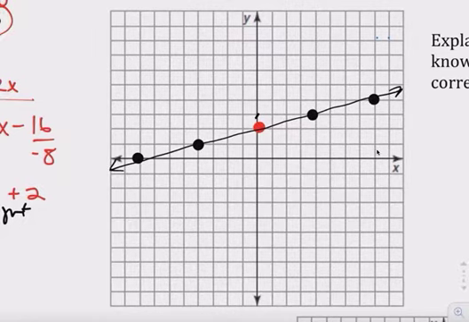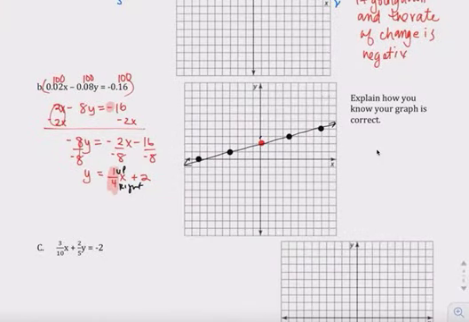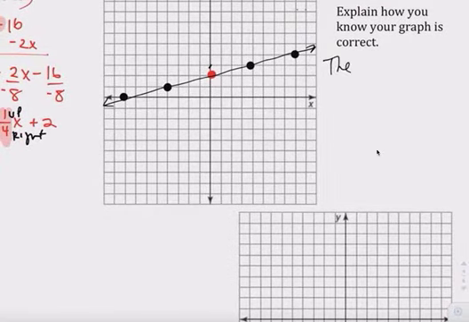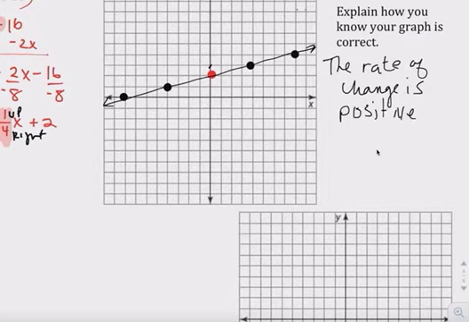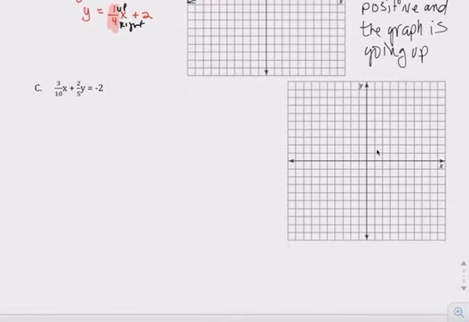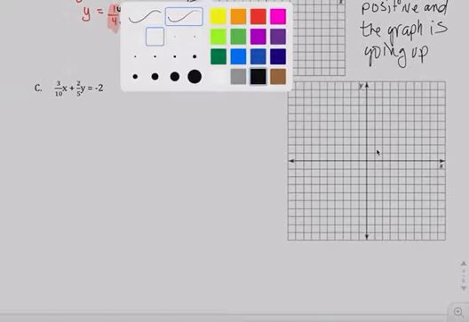There we go. Now, how do I know my graph is right? The rate of change is positive, and the graph is going up. Always check, because you can be like me. You accidentally graph down instead of up. Oh my God.